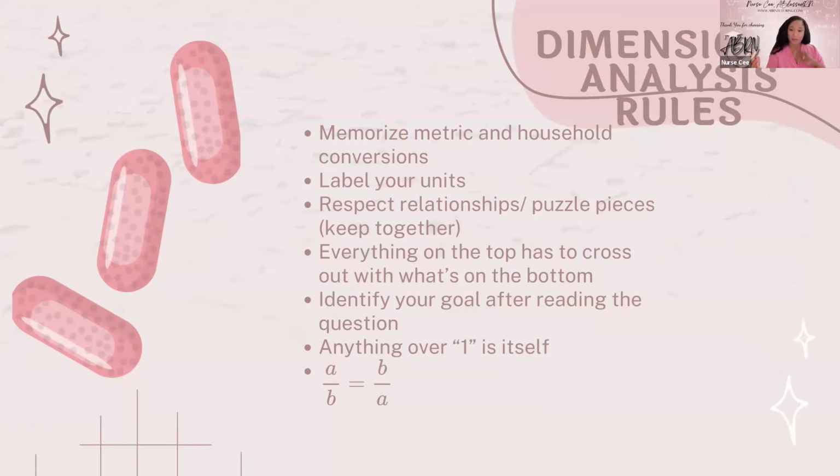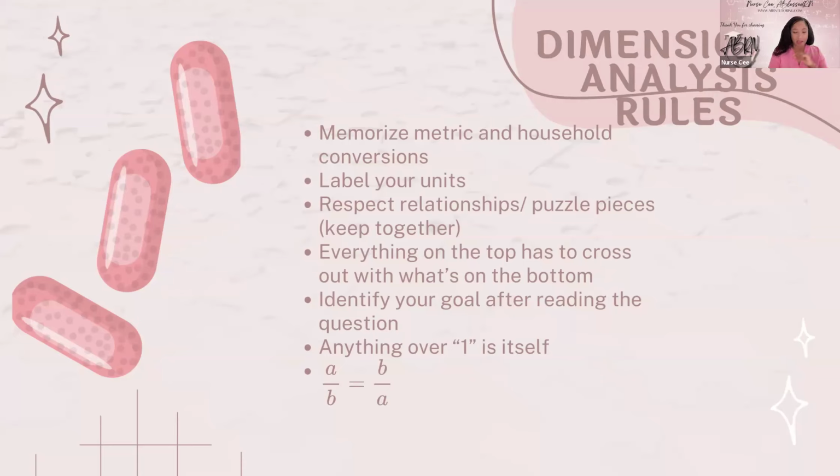If you have milliliter per hour, milligram per milliliter, those are puzzle pieces and they have to stay together. Microgram per kilogram per minute, that's 3 different elements, but they're all on one puzzle piece and you keep them together. Don't break them up, and you can only use one puzzle piece one time. Everything on the top has to cross out with what's on the bottom, except for that picture on the puzzle box, which is our goal.